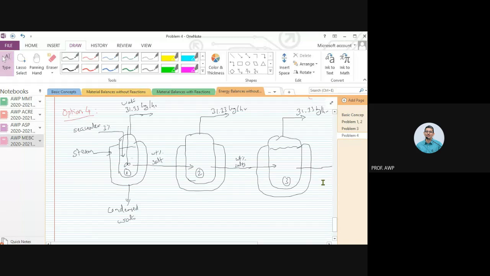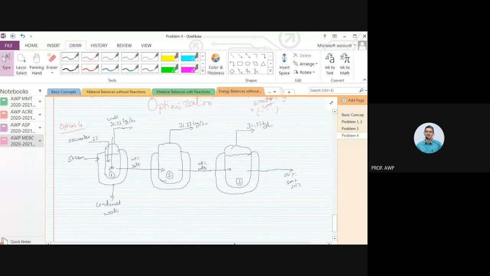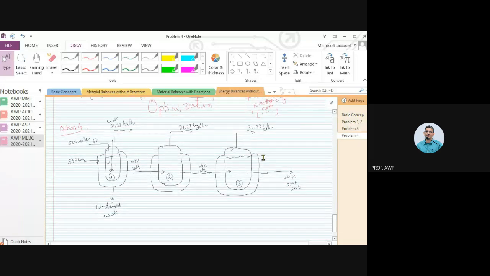Hello, I'm asking a question. What will come out of evaporator 1? 3 kg per hour of salt will come, plus water. How much water will come out of evaporator 1? 94 minus 31.33.